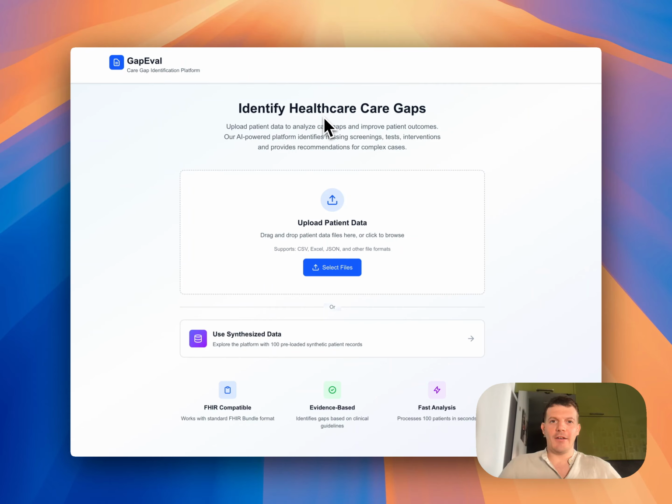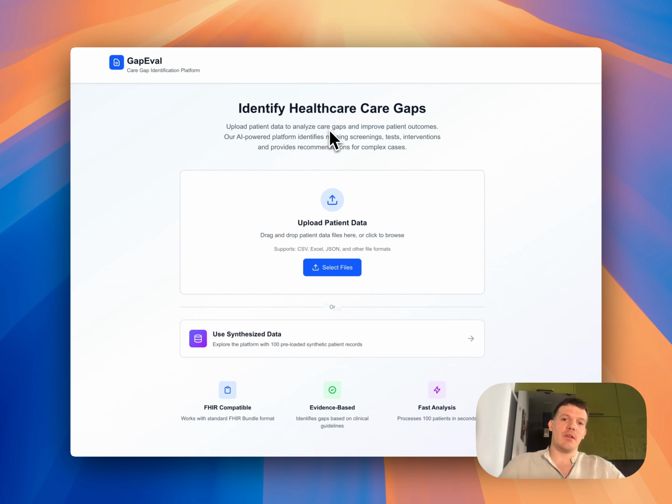Hi everyone, Ivan here. I want to show you the system that helps healthcare organizations find care gaps worth almost $400,000 over 1,000 patients and generate curated clinical recommendations for patients with complex conditions.